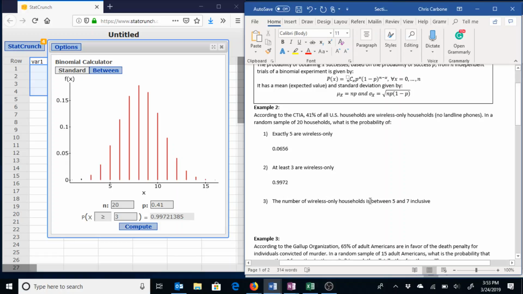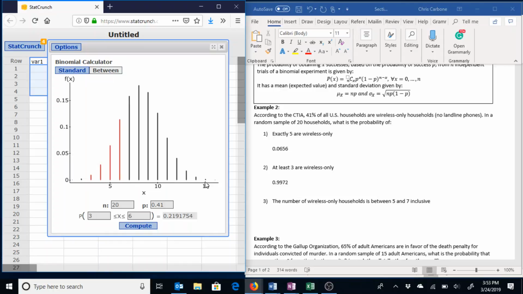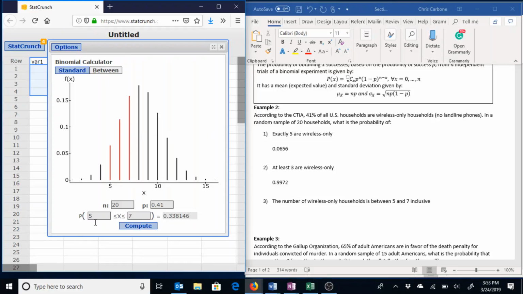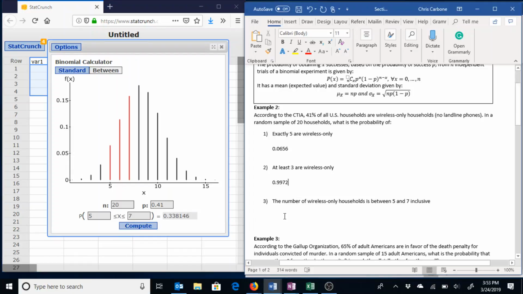For the between 5 and 7 inclusive, and again, I tried to describe this during class, you go to where it says between here on the top left. Click that, and then use 5 and 7 instead of this probability statement. So 5 goes here, 7 here. That value is 0.3381. That was for that example number 2 that we did.